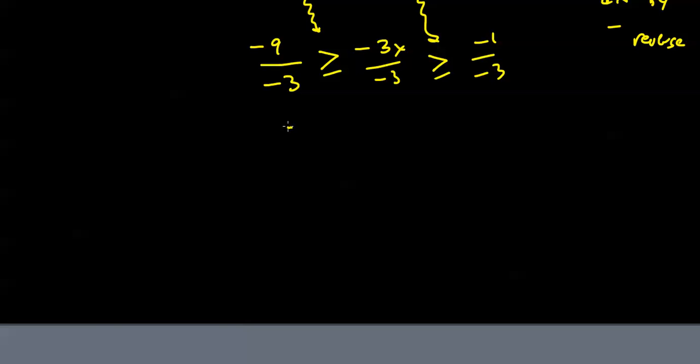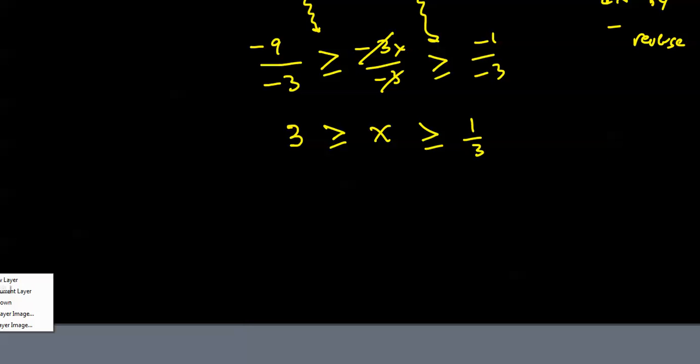Minus 9 over minus 3 is positive 3, right? Is greater than or equal to. The minus 3's cancel in between. I get a positive x in between. That's good. Which is in turn greater than negative 1 over negative 3, which is 1/3.